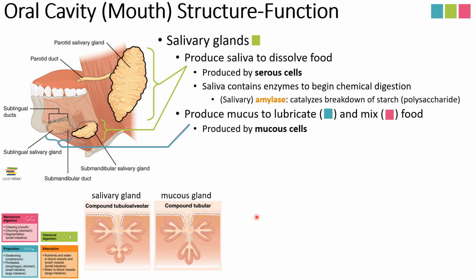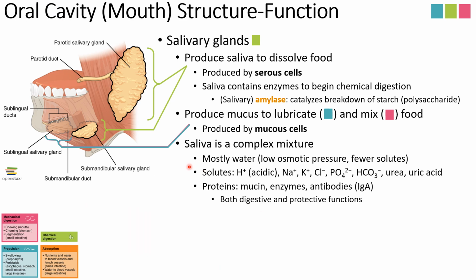And it's just notable, if you wanted to differentiate these on the histological level, that the mucus glands have this compound tubular structure. You can see the difference is really in this bottom gland here, which rather than these sac-like projections, has more tube-like glandular ducts.